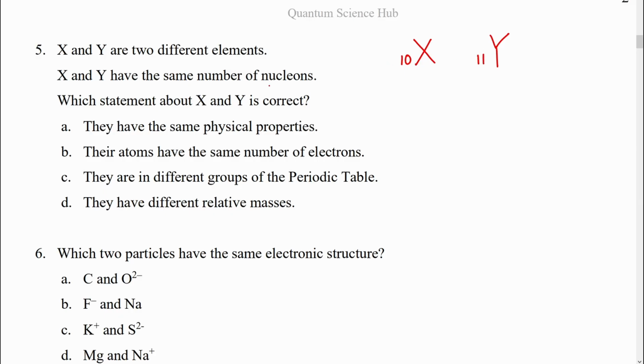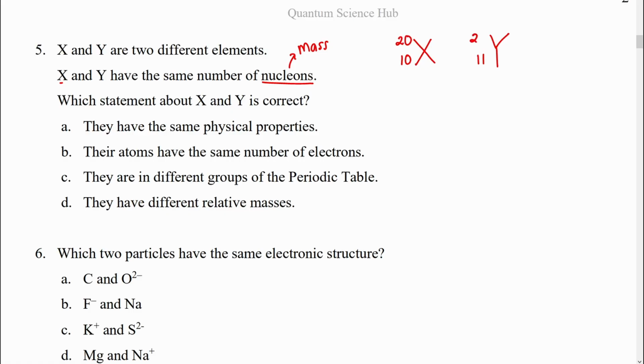X and Y have the same number of nucleons. Again, nucleons means the mass number, right? And the mass number is usually about 2 times the proton number. So if I have a proton number of 10, the nucleon or mass number is going to be 19, 20, or 21. Let's say the mass number here is 20.